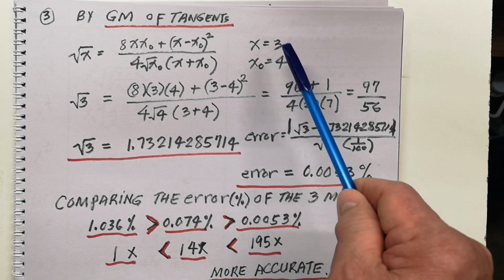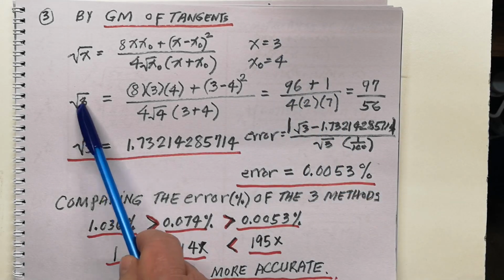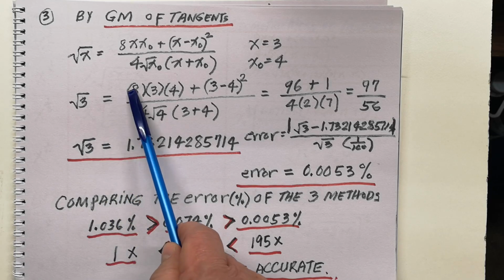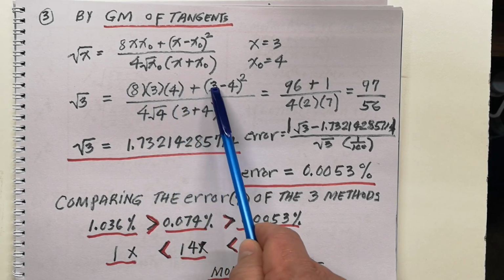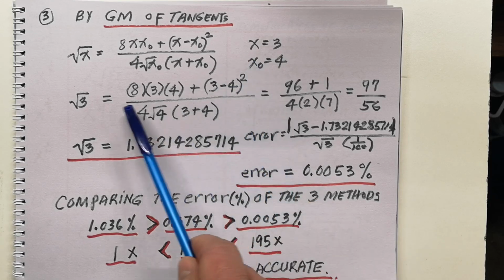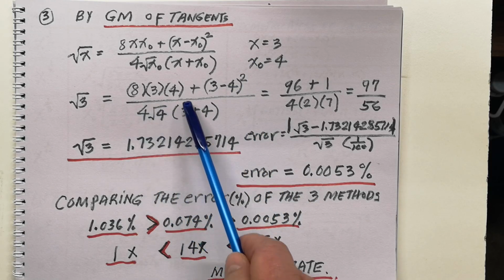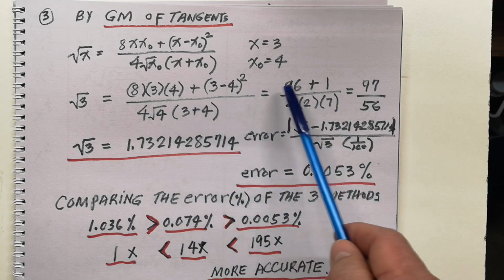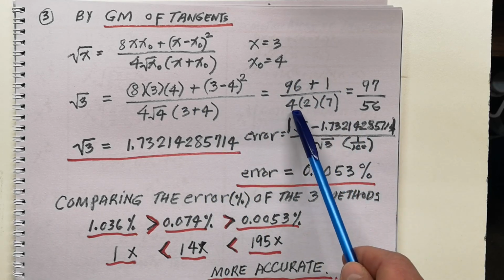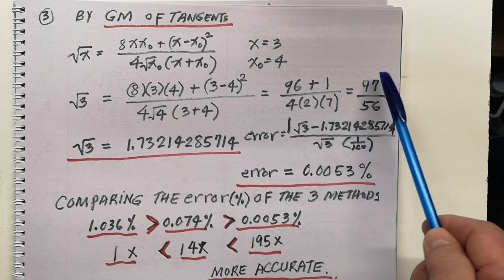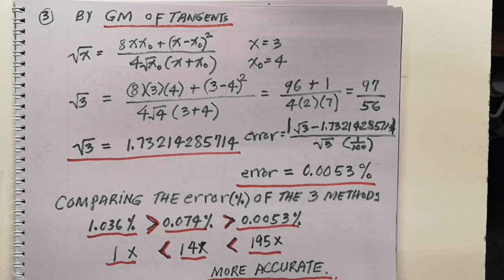Similarly, x equals 3, xo equals 4. You substitute in the formula: 8 times 3 times 4 plus 3 minus 4 squared, divided by 4 square root of 4 times 3 plus 4. So you get 96 plus 1 divided by 4 times 2 times 7, equals 97 over 56. So you get the square root of 3 approximately equal to 1.732142, etc. Calculating for the error, this is what you're going to get.